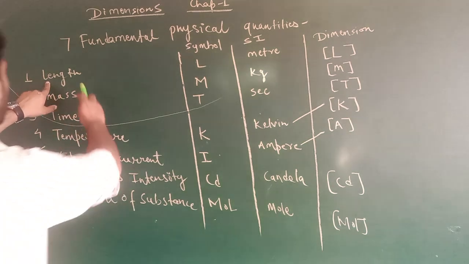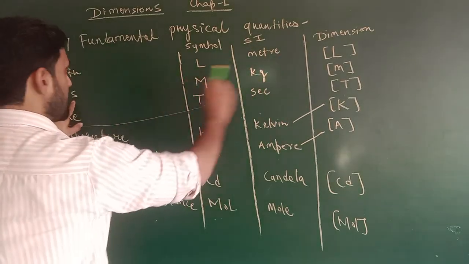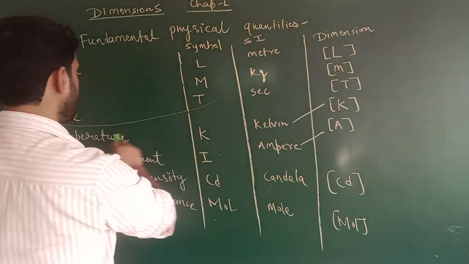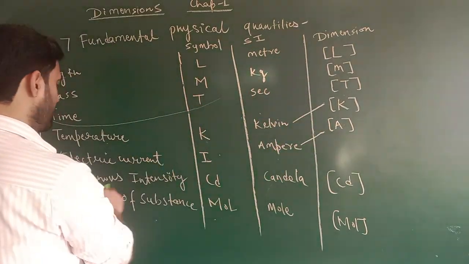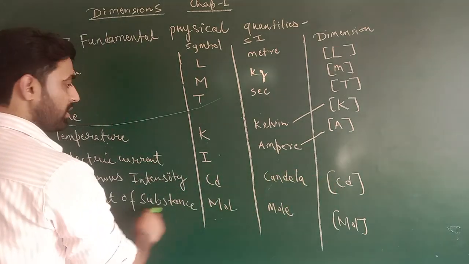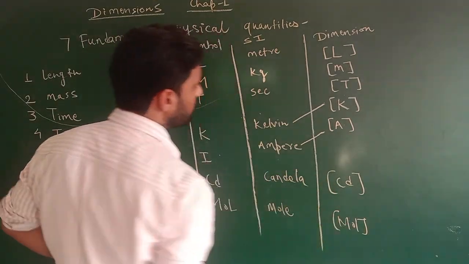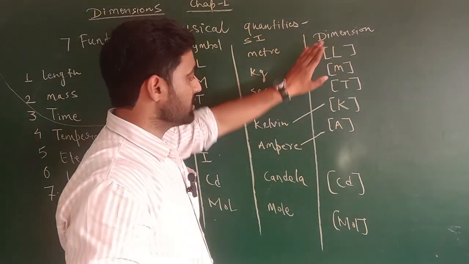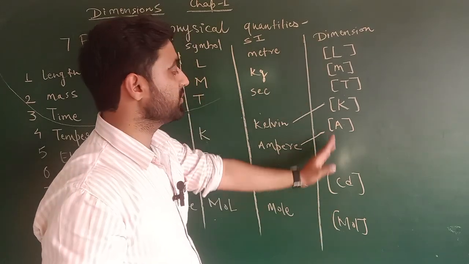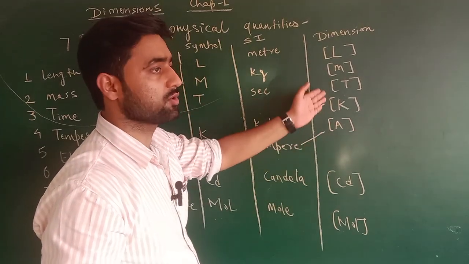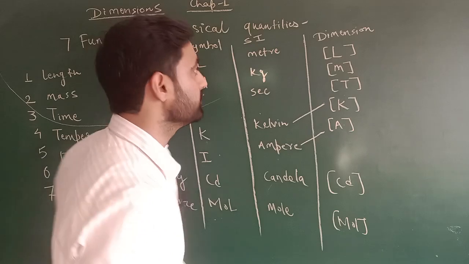Let me repeat it again. For length we use capital L, mass capital M, time capital T, temperature K, luminous intensity CD, amount of substance mol, mole, closed in a bracket. These brackets represent the dimensional expression of any physical quantity.